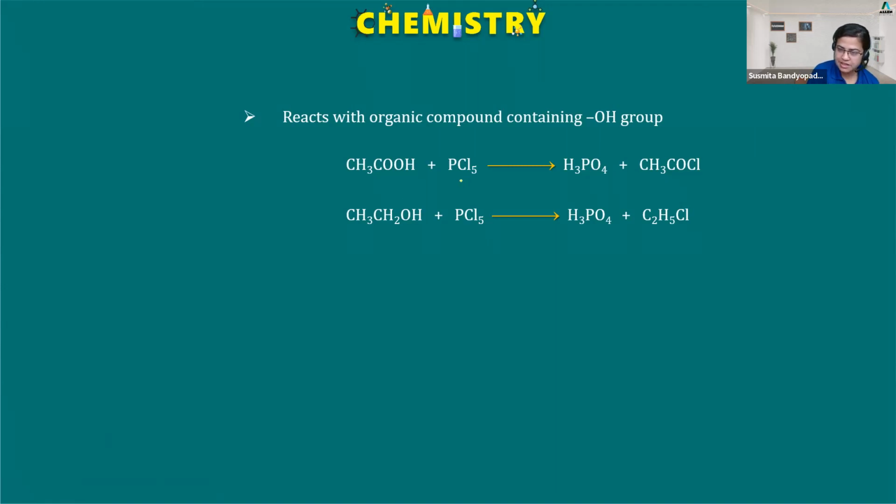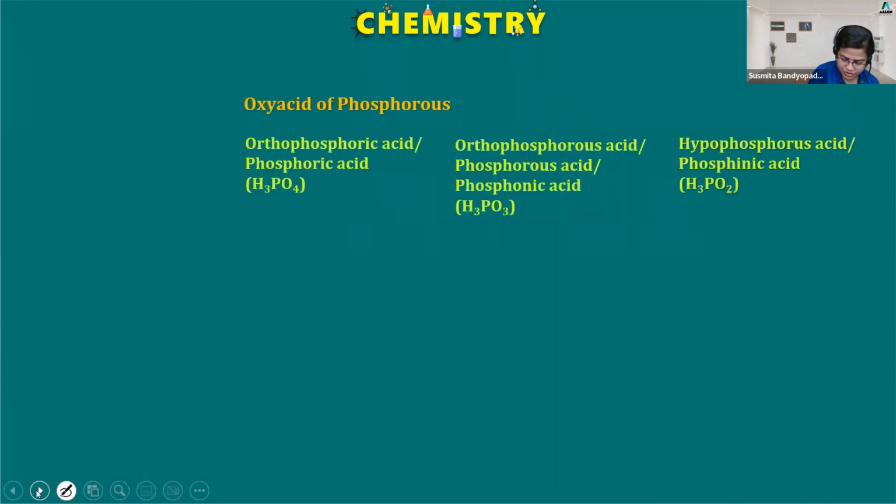Yes. So PCl5 will produce CH3COCl, meaning acid chlorides from acids, and alkyl halides from alcohols. So to prepare acid chlorides and alkyl halides, this method can be used. I will not say anything more about this.